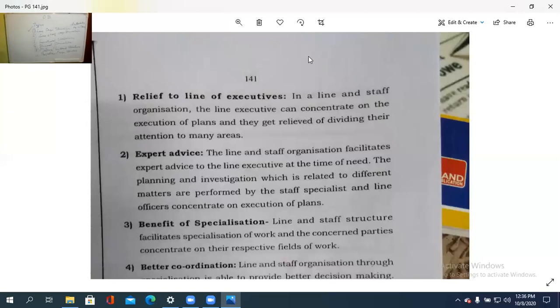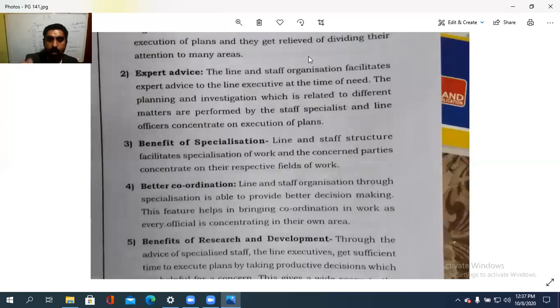While in the line and staff structure, due to the specialization of each and every person specialized in some expert things, so that concerned parties must concentrate on respective field of their work. അവരുടെ ഇതിന് മാത്രമേ ഇതിനകത്തും അങ്ങനെ തന്നെയാണ്. That is also an advantage. Okay, because they are specialized in that particular area. So each and every department is specialized in their areas. അതാണ് benefit of specialization.